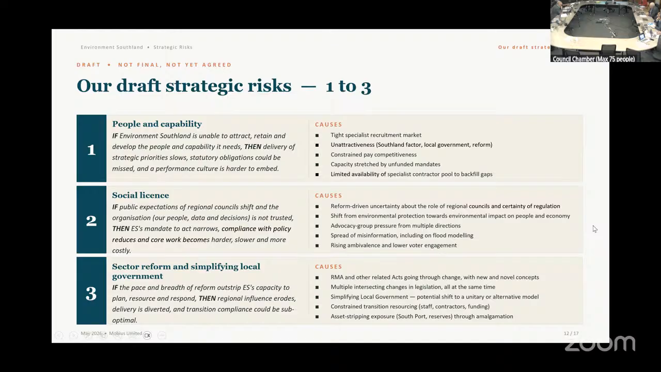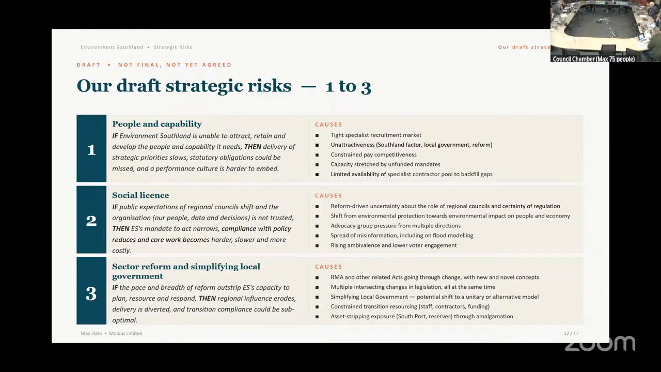Sector reform and simplifying local government is obviously quite a significant one. There's a lot happening all at once. So this risk is described in a way that the pace and breadth of reform outstrips Environment Southland's capacity to plan, resource and respond. And there are a lot of things that flow on from that. Is there anything anyone wanted to cover?